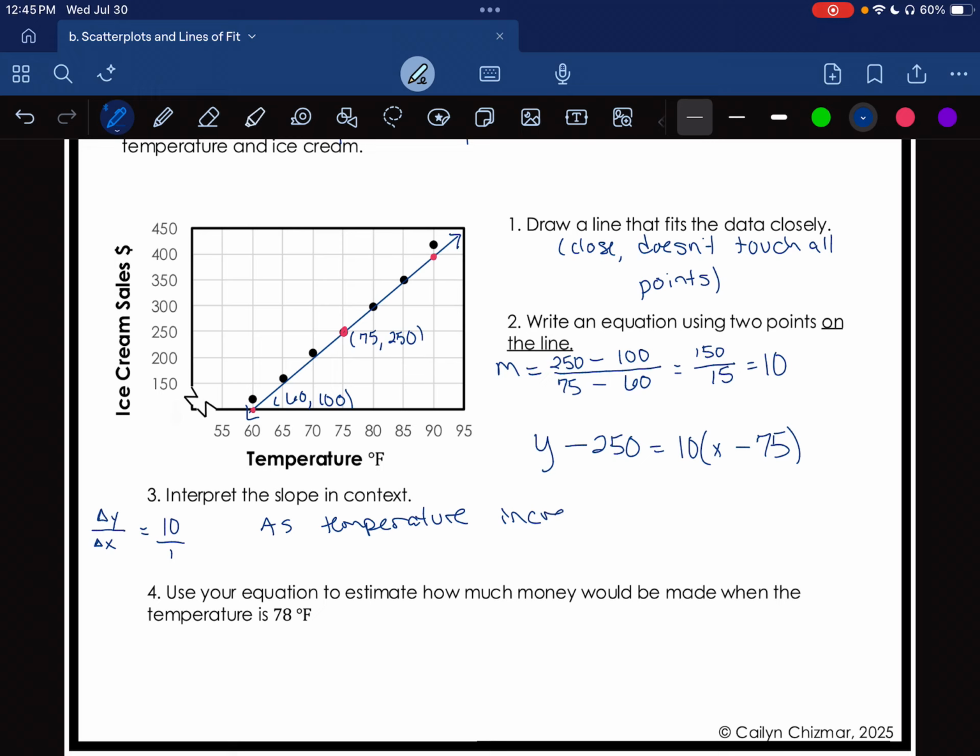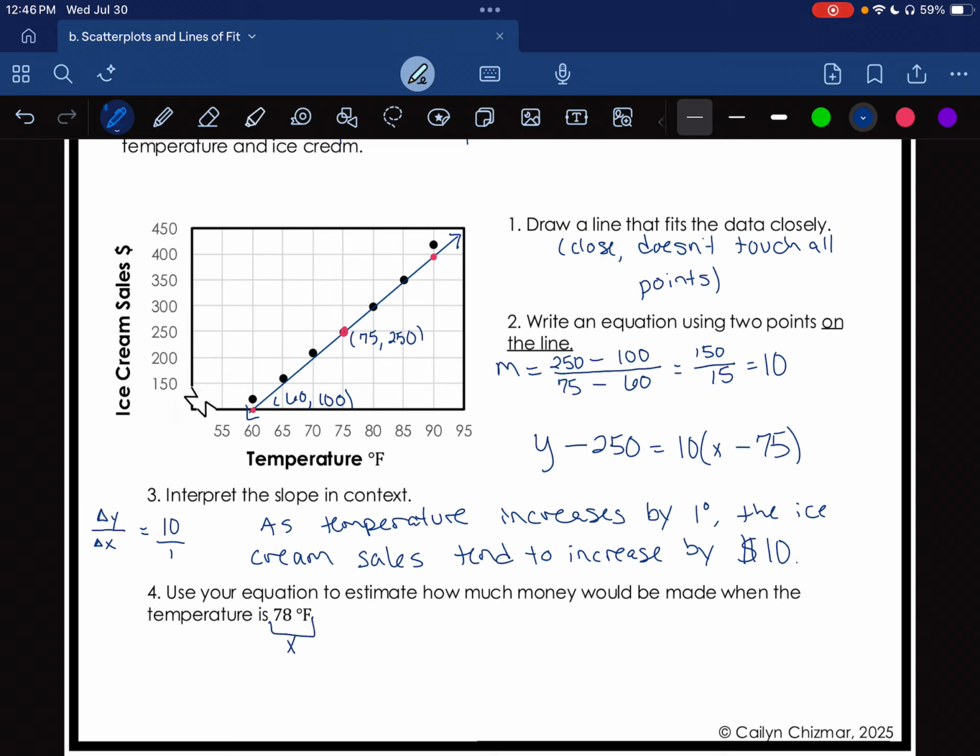All right, now we can use our equation to estimate how much money will be made when the temperature is 78 degrees Fahrenheit. So that's our x value here. So I'll take my equation, y minus 250 is equal to 10 times, this is where I'm going to plug in 78, minus 75. So we'll have y minus 250 is equal to 10 times 3, or 30. I'll add 250 over, and that'll be 280.